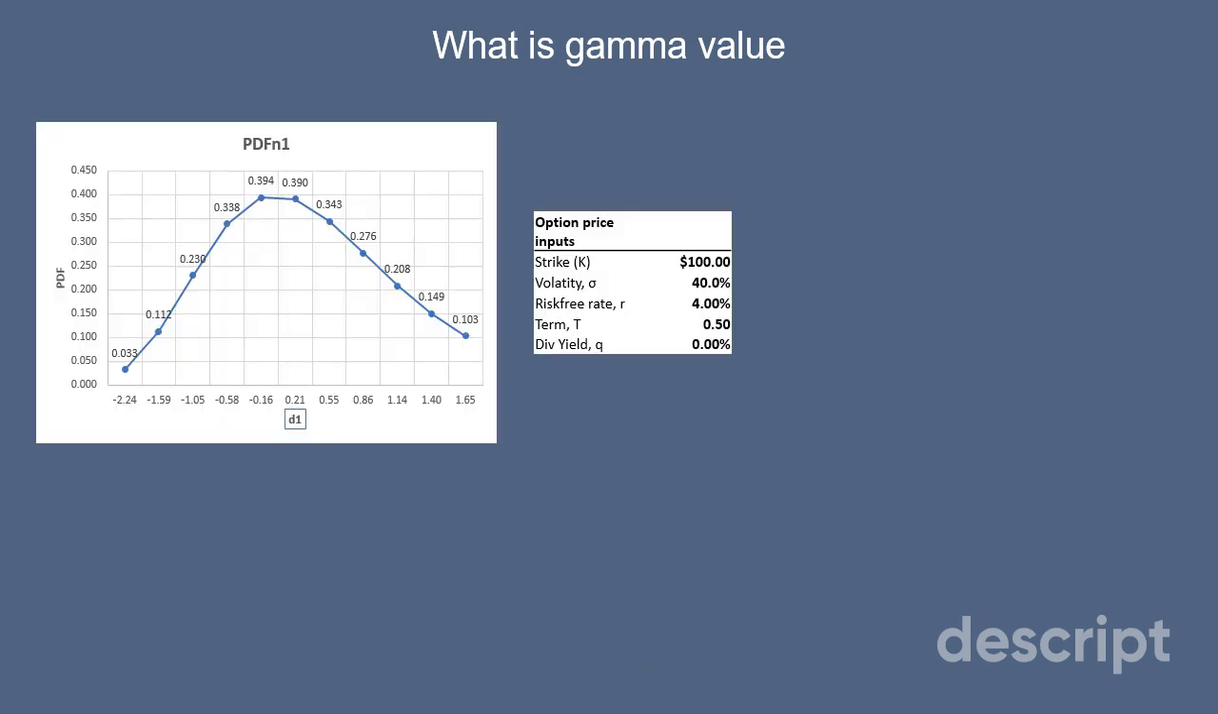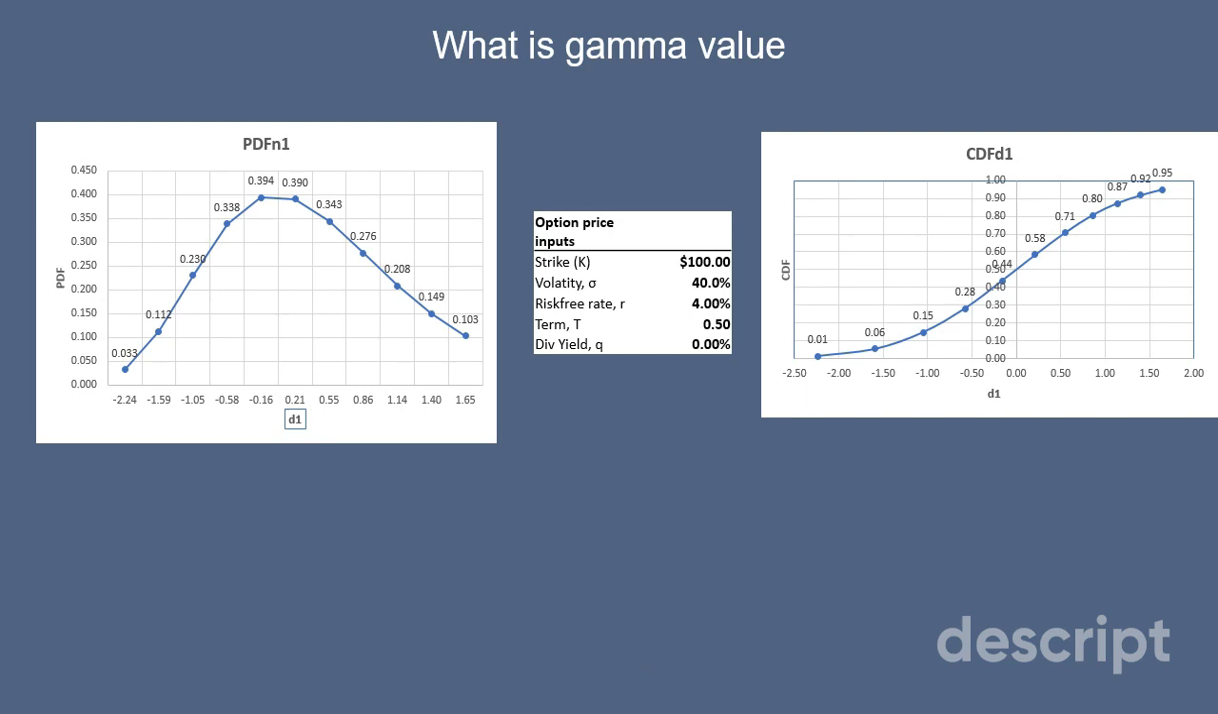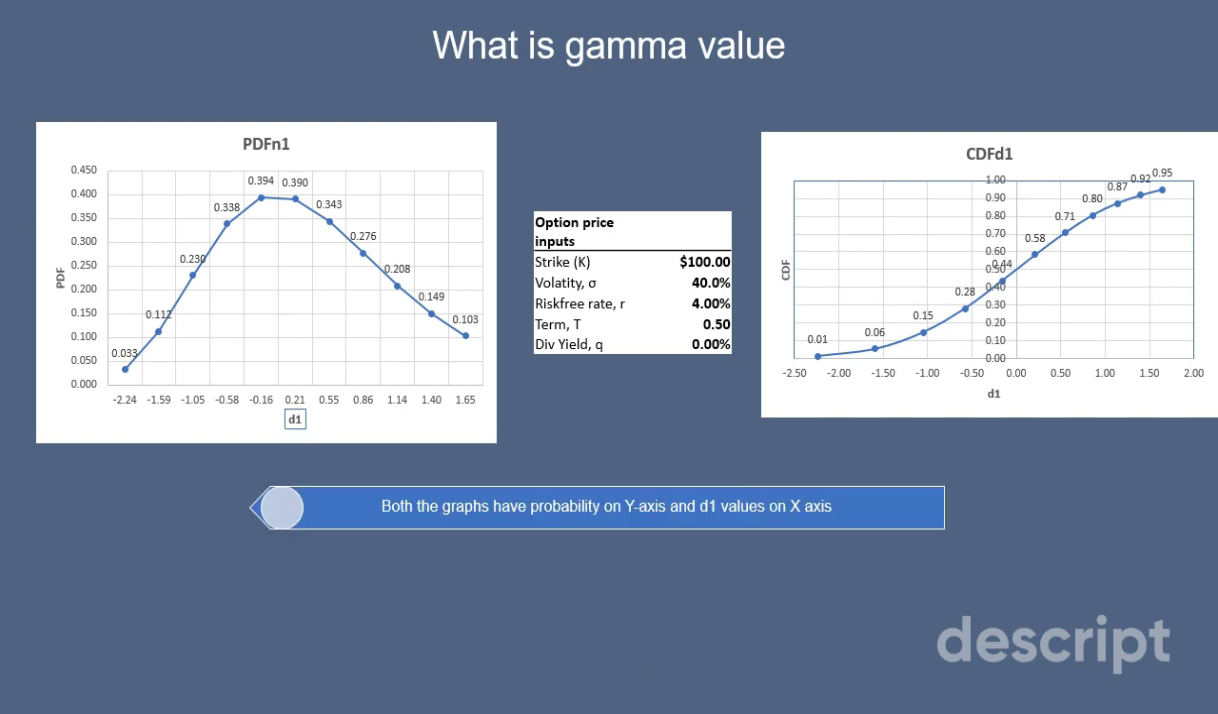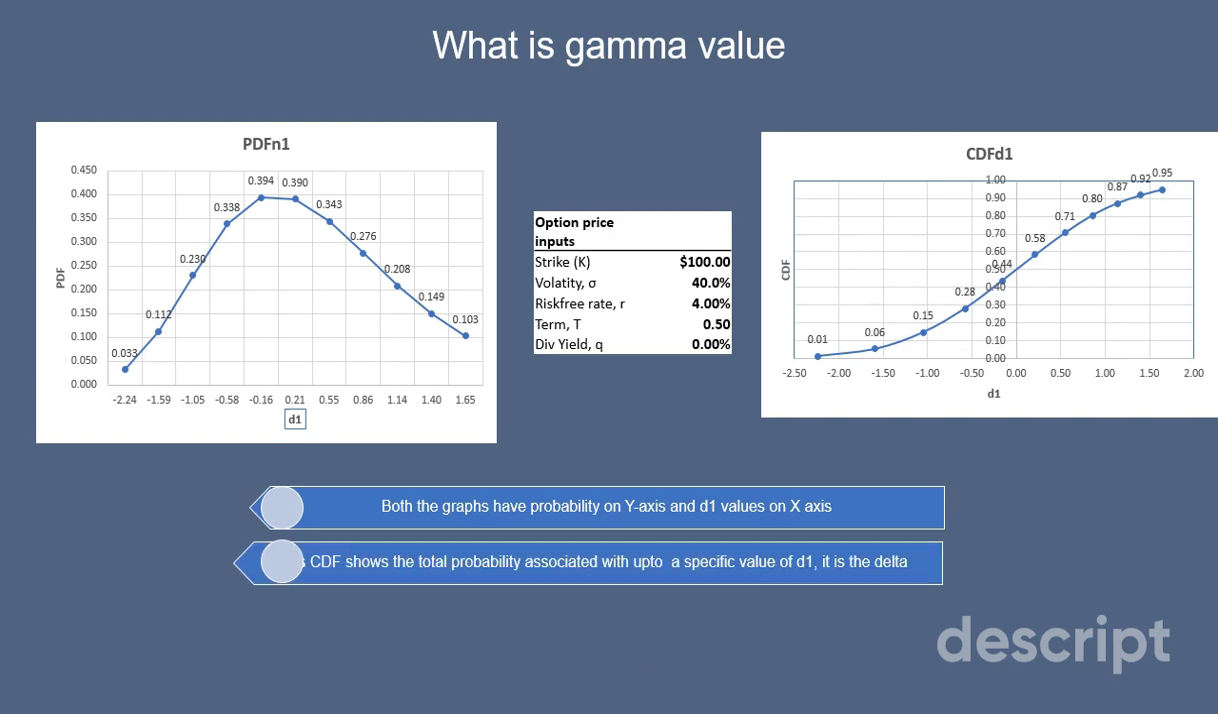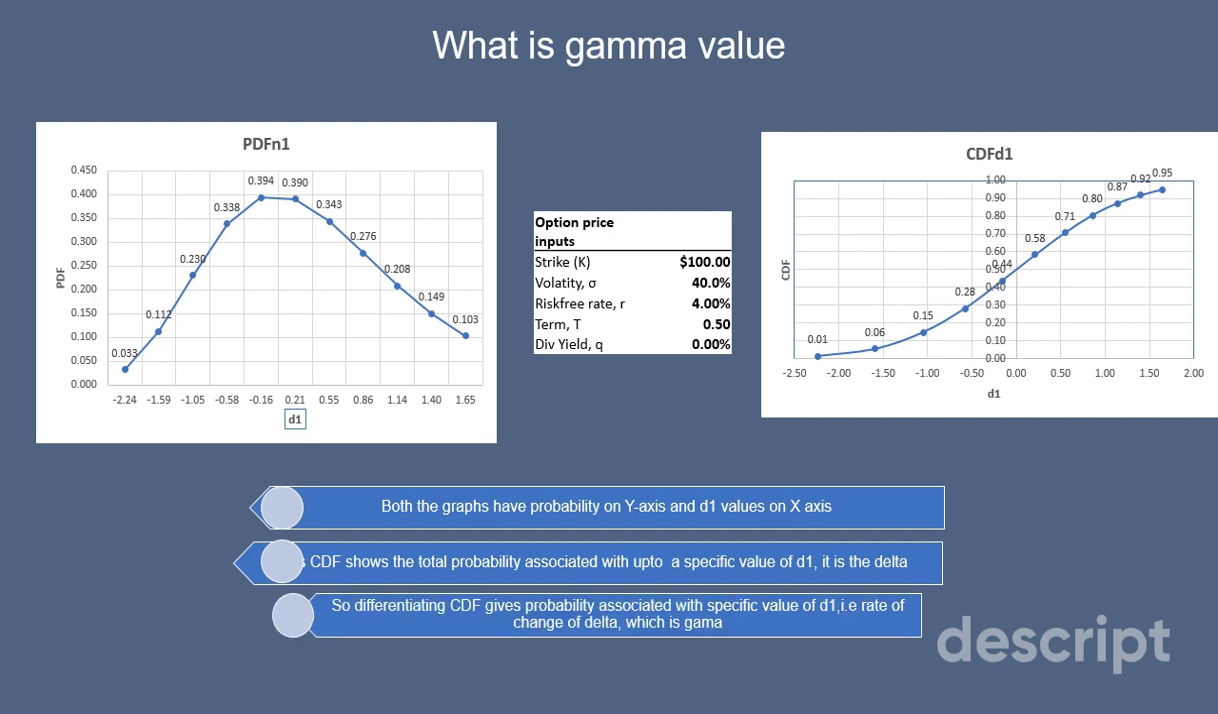Now, how to calculate the gamma value? Below are the PDF and CDF graphs of d1 of an option whose details are mentioned in the box. Both the graphs have probability on y-axis and d1 values on x-axis. As CDF shows the total probability associated with up to a specific value of d1, it is the delta. So differentiating CDF gives probability associated with specific value of d1, that is the rate of change of delta, which is the gamma.